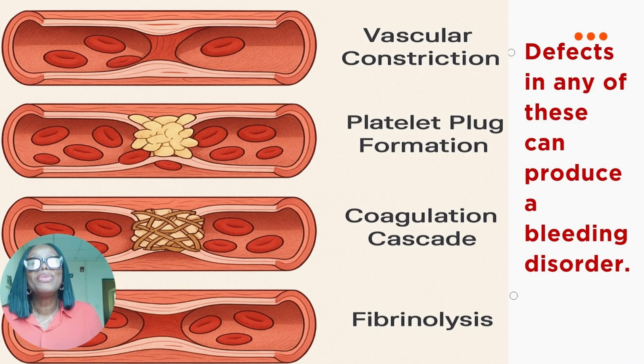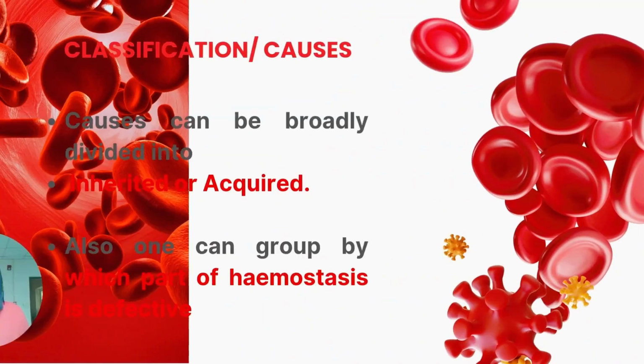Now, for ease of understanding, I divided the stages of hemostasis into four: vascular constriction, or vasoconstriction; platelet plug formation, or what we call primary hemostasis; the coagulation cascade, or secondary hemostasis; and fibrinolysis, or tertiary hemostasis. A defect in any of these systems can cause a bleeding disorder.